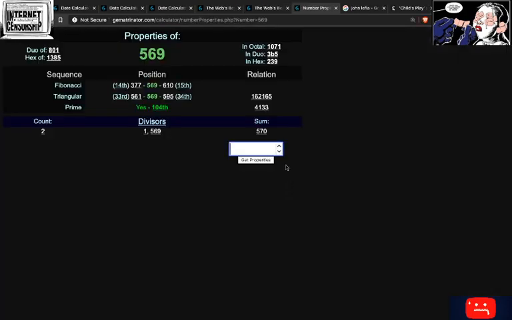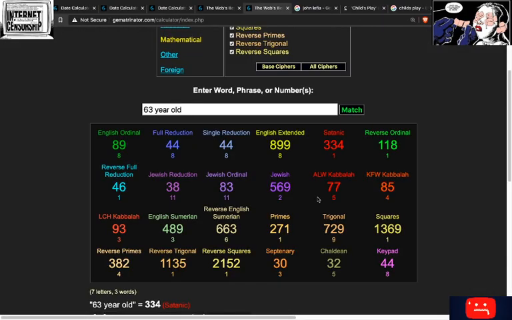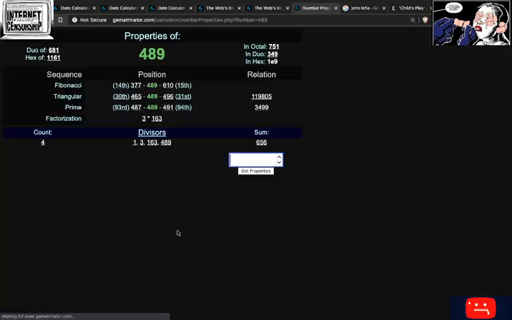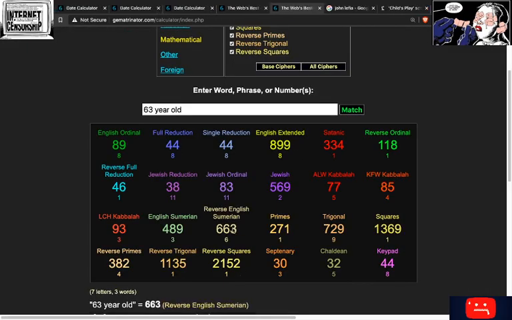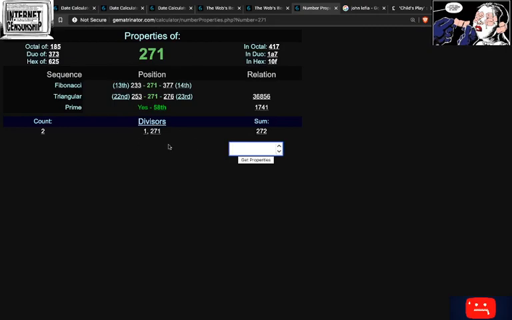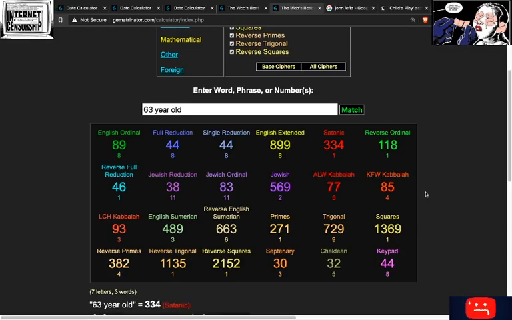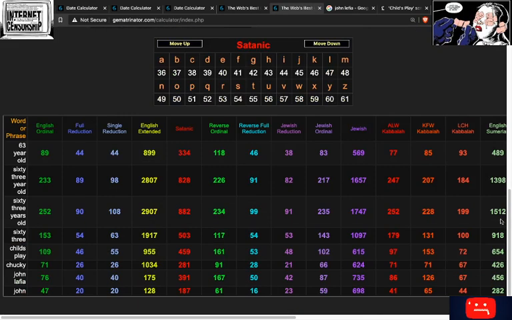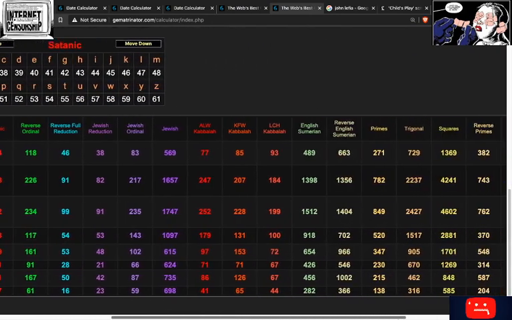Unreal. 104. 14. 9. 63. Nothing there. 271, the 58th prime number. I believe we've seen 58 somewhere. 85. I think we've seen 58. I could be mistaken, though. There's so many numbers that run across the screen. So this is 59, not 58. I thought I seen 58.